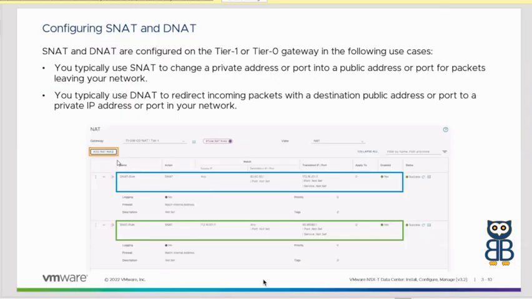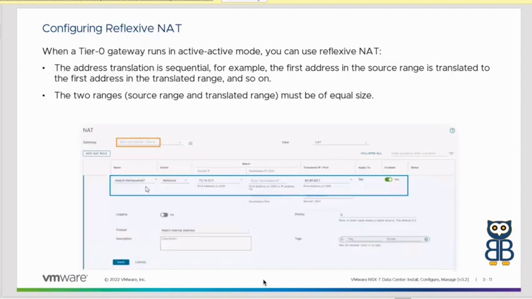So this is the section from where you do all that configuration to create your source NAT, DNAT, reflexive NAT, all that. If you are configuring a reflexive or stateless NAT on a T0, you can do a one-to-one NAT, or you can do a many-to-many kind of logic also. You can give a source range and a translated range. The only thing is the ranges must be equal in size. If you have 10 IPs in the source, then you should have 10 IPs in the translated range also.